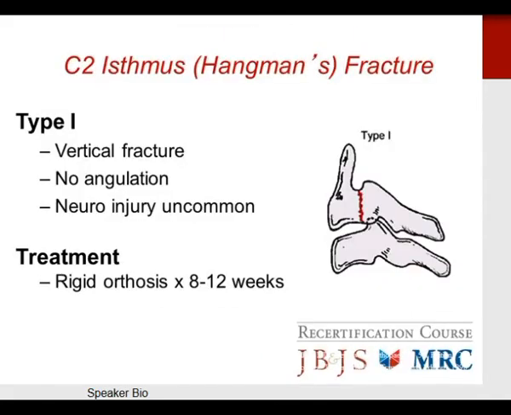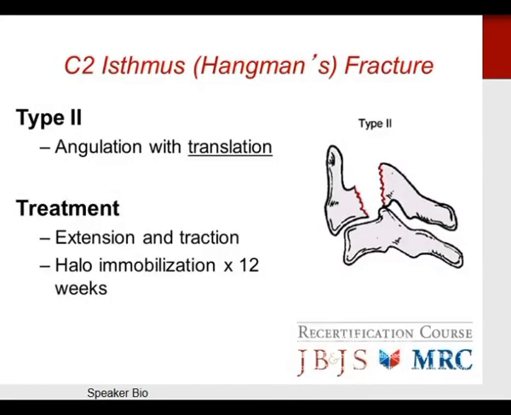C2 isthmic fractures. Type 1 are vertical, non-displaced, without angulation. These are typically stable. Neurologic injury is uncommon. It can be treated in a brace. Type 2 is angulation with translation. In these, some extension, a little bit of traction will reduce the fracture, and immobilization in a brace for 3 months.